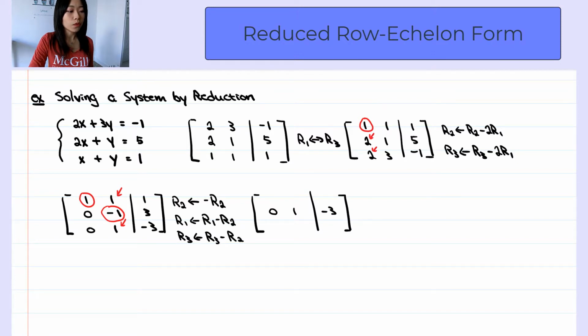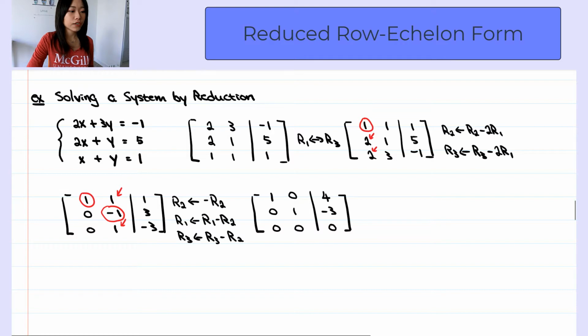First row is now row 1 minus the second row. That is 1, 0, and 1 minus negative 3. That is 4. The third row is now row 3 minus row 2. And we get 0, 0, and 0.